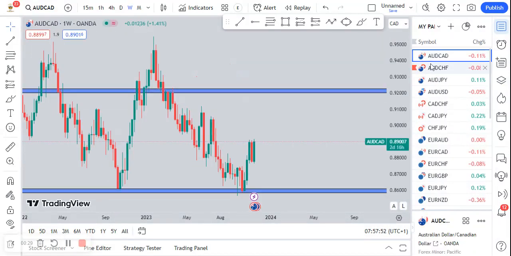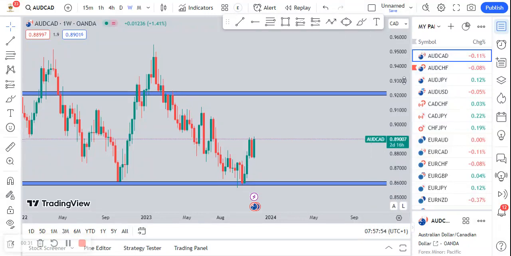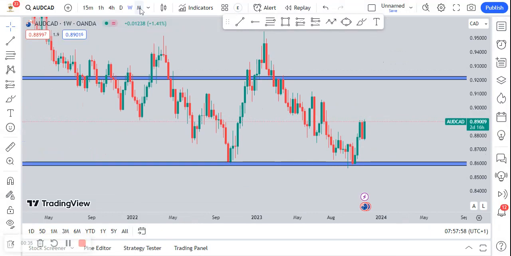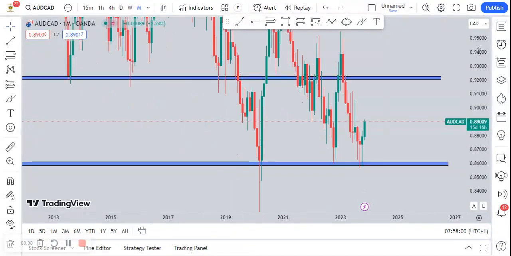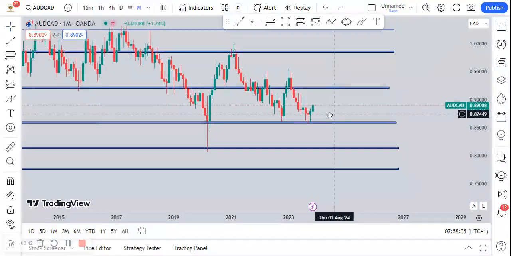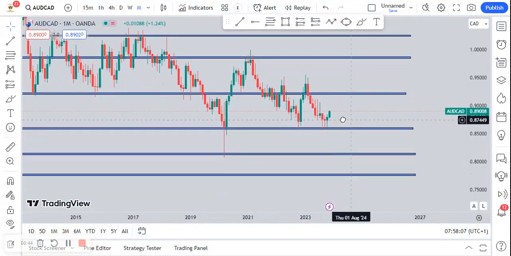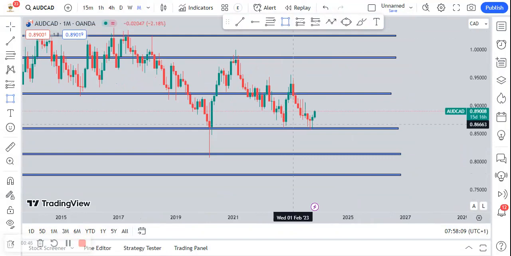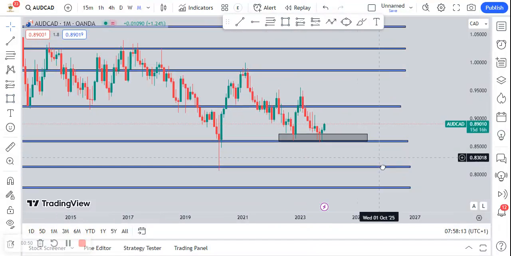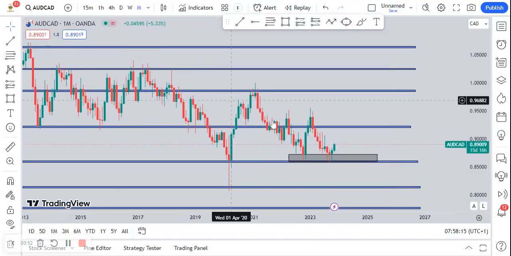So I'll be starting with AUD CAD because that's the first I have on my watch list. As you all know, I'm a swing trader, so I start my analysis from the monthly time frame. On AUD CAD, these zones are my monthly zones. We have a double top on the monthly time frame, so overall direction on the monthly is bearish.